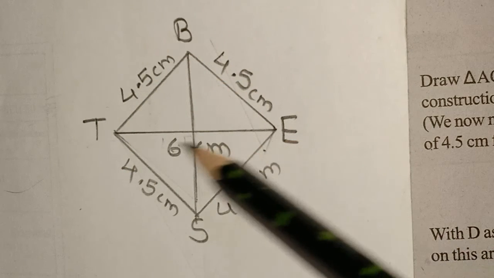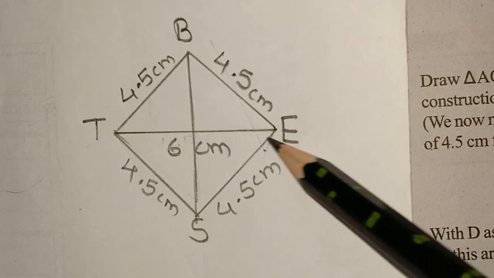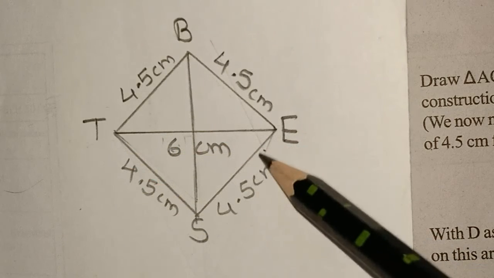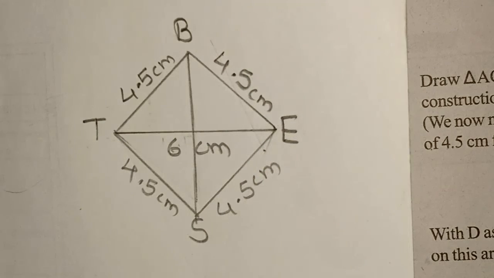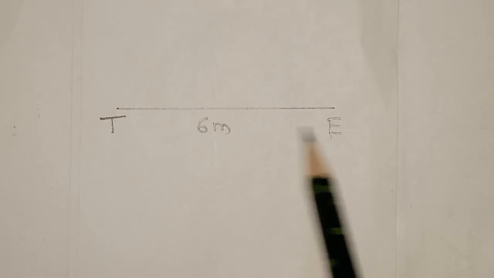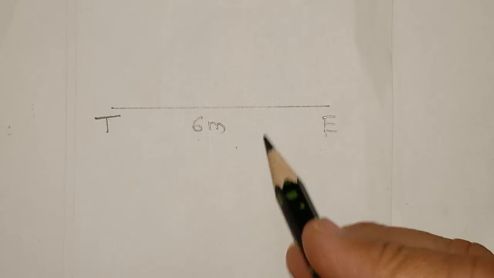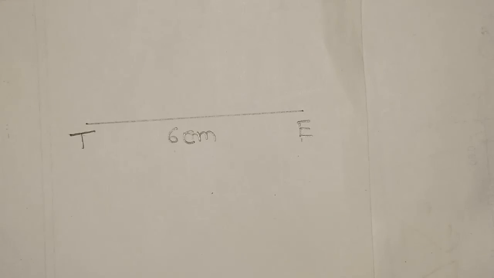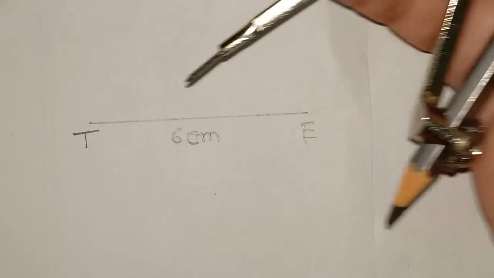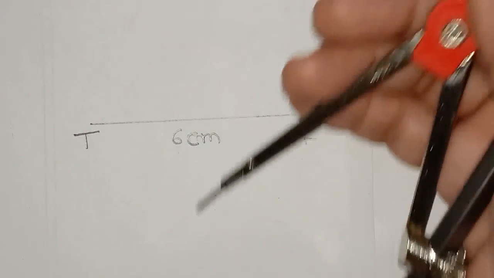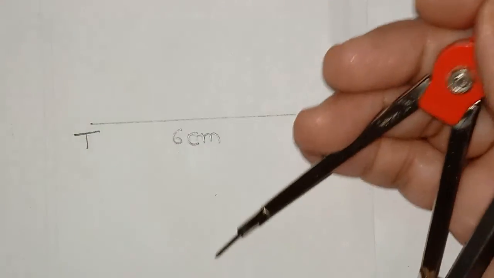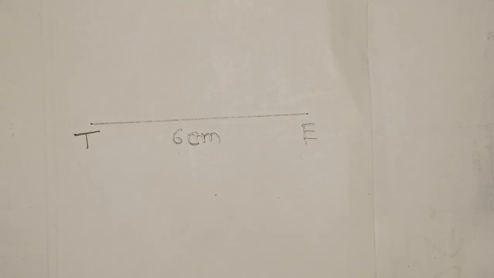So now let's start to draw a lower triangle and then let's draw the upper triangle. So let's draw 6 centimeter. So here I have drawn the diagonal TE 6 centimeter. So now let's take a distance of 4 centimeter in the compass and let's draw the arc from T up and down and from E up and down because all the sides are same.